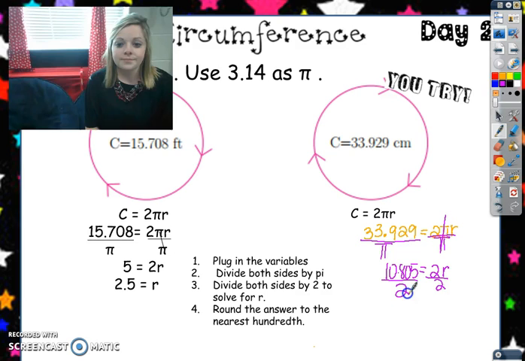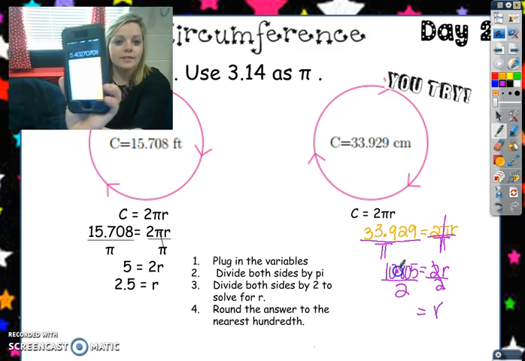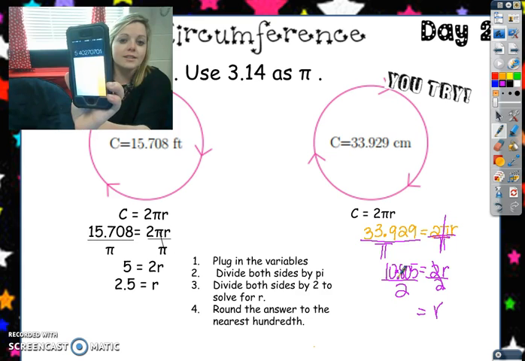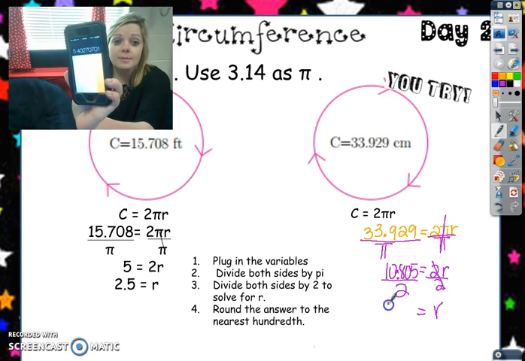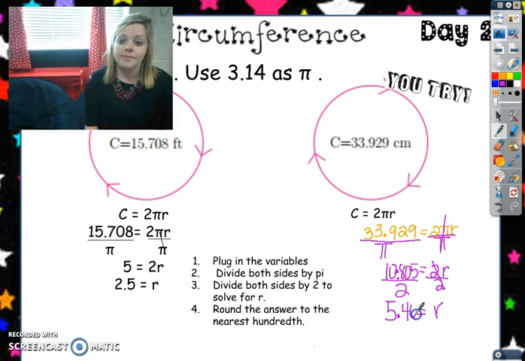Then I'm going to do another step by dividing by 2, and I find that I get 5.402. Let's practice rounding this to the nearest hundredth place to be more precise. So I see 5.40. Okay, and that would be solved for r.